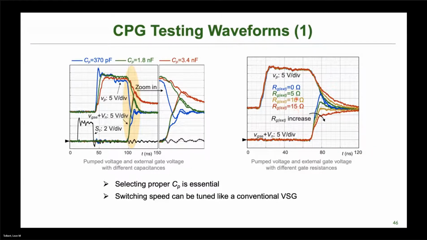And then this is showing for these different external resistances that we add to our circuit. By increasing this RG external, you're able to not have this overshoot necessarily, if that's something that you're worried about.